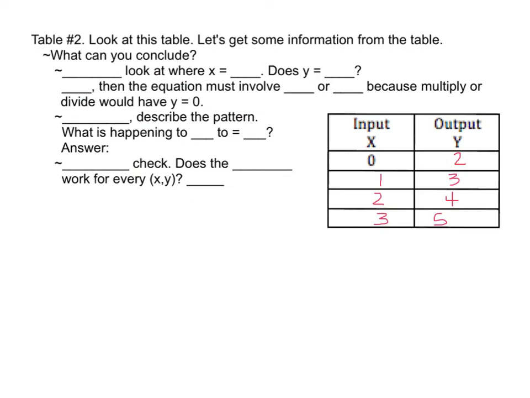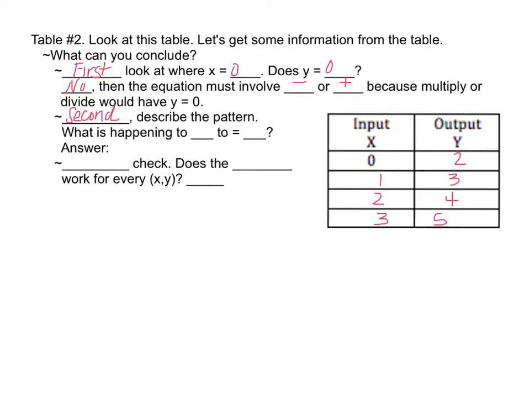Here's our second table. We're going to look at this table and get some information from it. Let's see what we can conclude. First, we're going to look at where x equals 0. Does y equal 0 too? In this case, no. So that means the equation must involve subtraction or addition, because again, if it was multiplying or dividing, then y would also equal 0.